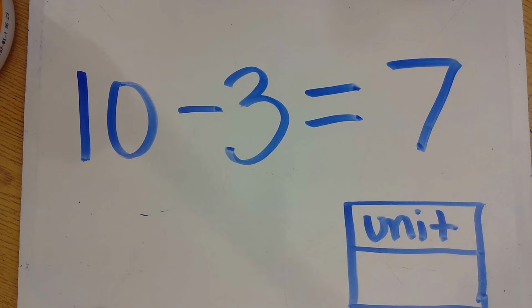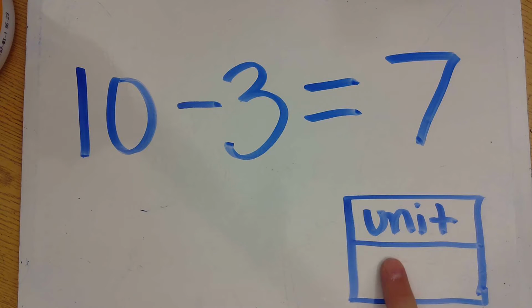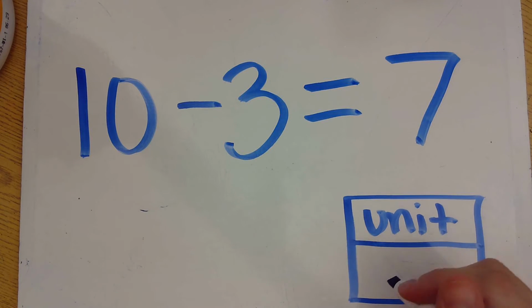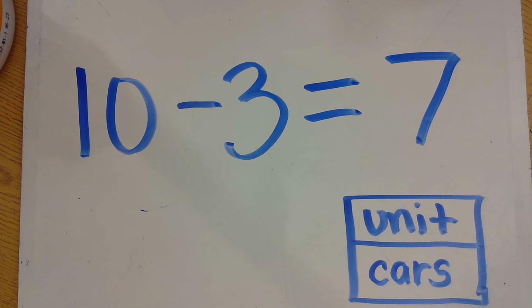When you are making your subtraction story, I want you to also think about the unit that you are using. If your story is about butterflies, then write butterflies. If your story is about cars, then write cars. Whatever your story happens to be about, make sure that you include that in your unit box.